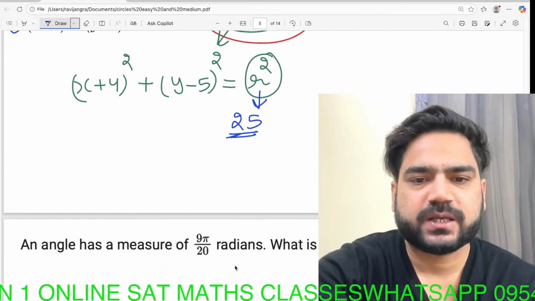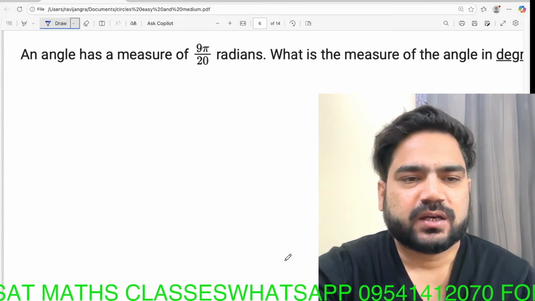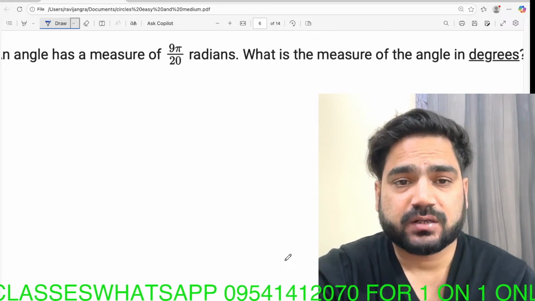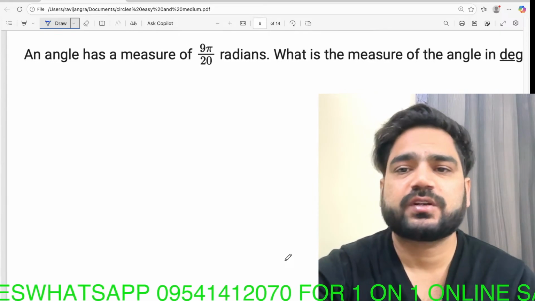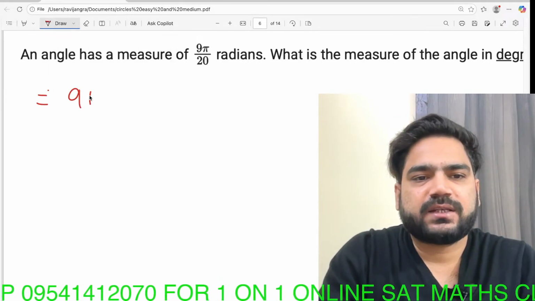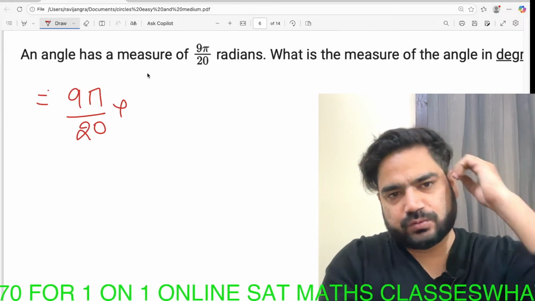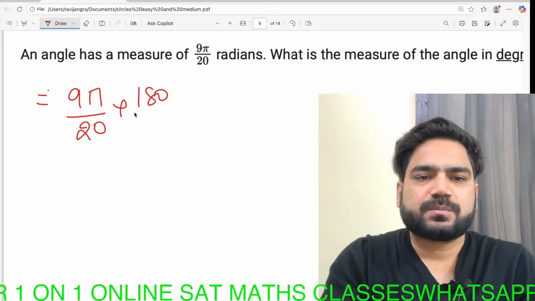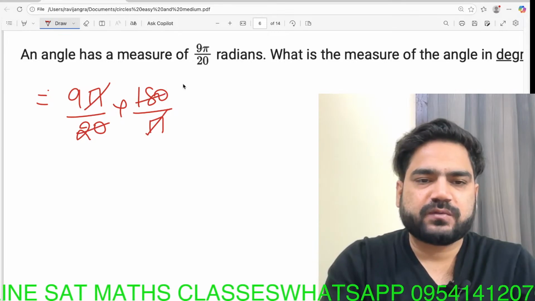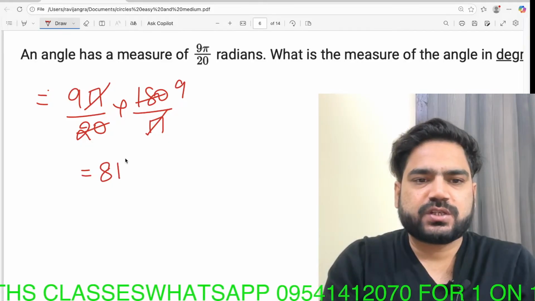Now the sixth question, which is very easy, everybody can attempt it. They are saying an angle has a radian measure of 9 pi by 20, and they are asking to convert it into degrees. To convert it into degrees, we multiply by 180 upon pi. Pi will cancel out, 20 will cut 180 to give 9, and 9 times 9 is 81. So 81 degrees will be our answer.